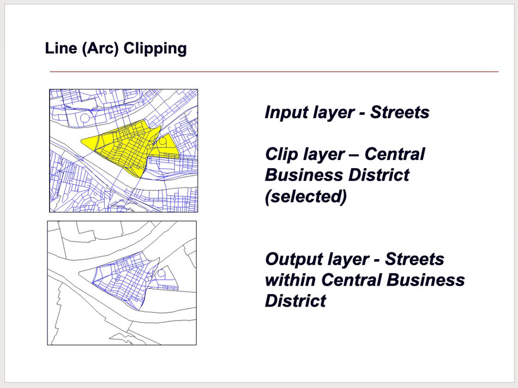Here is another example of clipping. You have your input layer, which is streets. So the blue lines in this map is the streets. And our clip layer is the central business district. And the central business district is color-coded yellow. So you want to clip your streets within the central business district. And our output layer are streets within the central business district. Like we see here, it clipped out only the streets within the central business district.